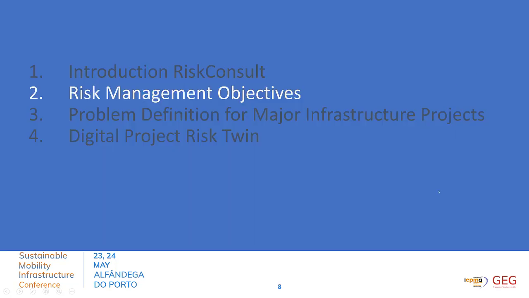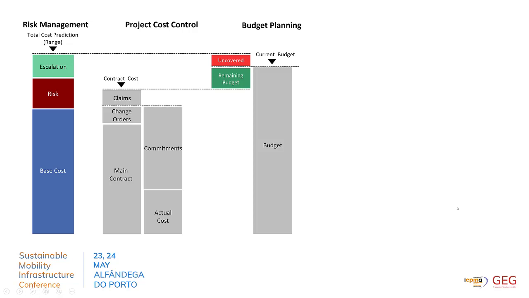First, we'll have a look at the risk management objectives. So we can see the slide here, and you see those three columns, which depict mainly the project management in mega projects. We have on the right side the budget planning, the project cost control, and in the middle and on the left side the risk management. Usually we have a budget, and sometimes the budget is given, and also sometimes nobody knows where the figure is actually coming from. And that's the problem we are focusing on today.